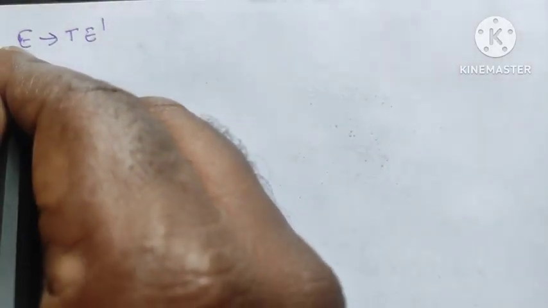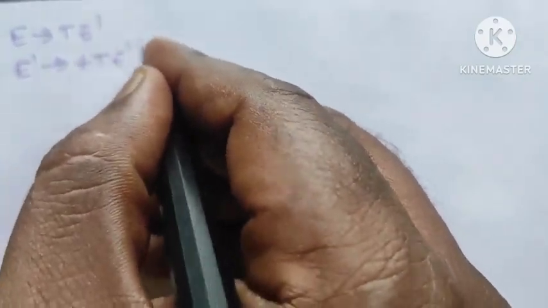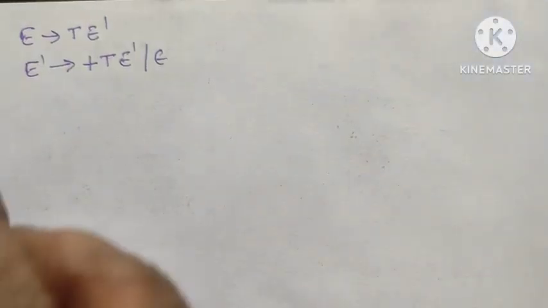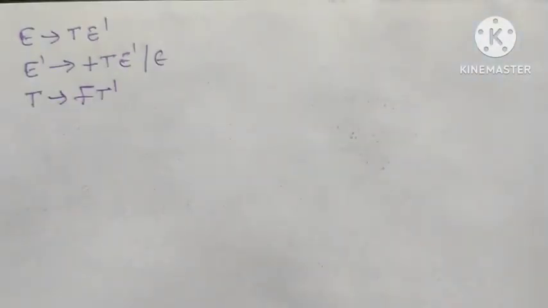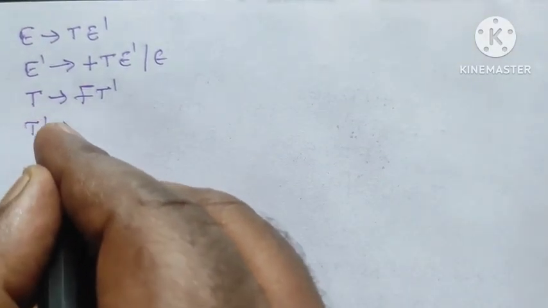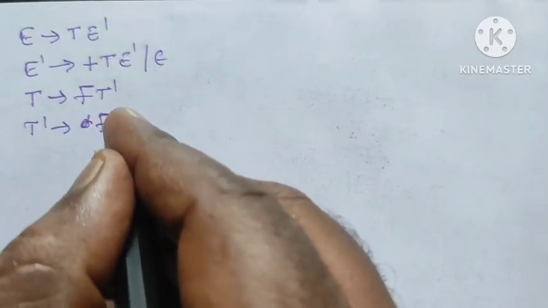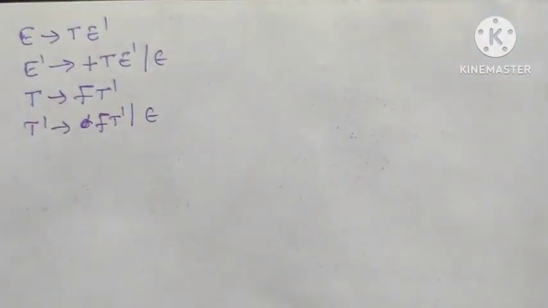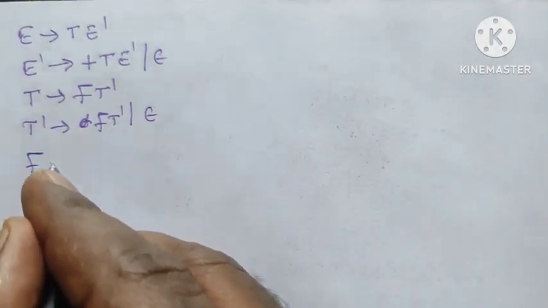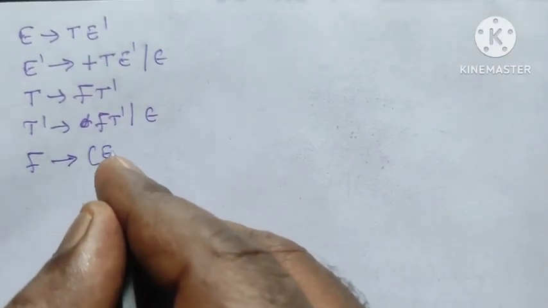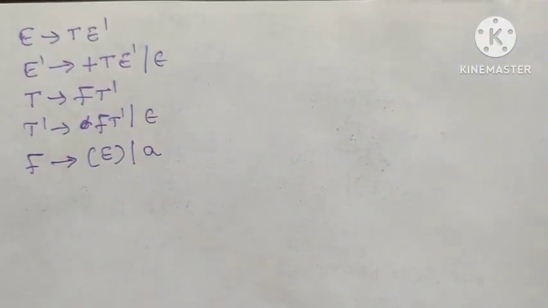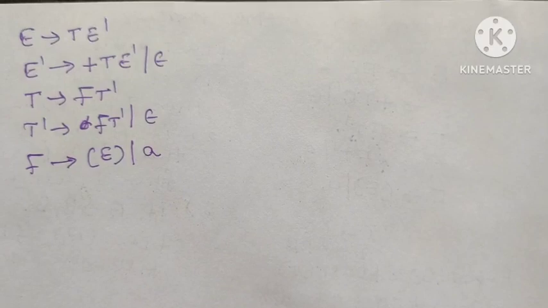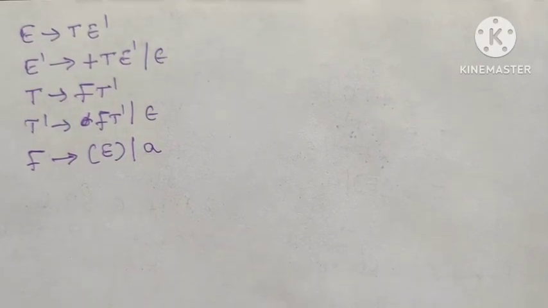Then E dash tends to plus T E dash, bar epsilon. Then T tends to F T dash. Then T dash tends to star F T dash, bar epsilon. Then the last one is F tends to open bracket E close bracket, bar A. So this is the idea. Now listen carefully. How to construct a parsing table?